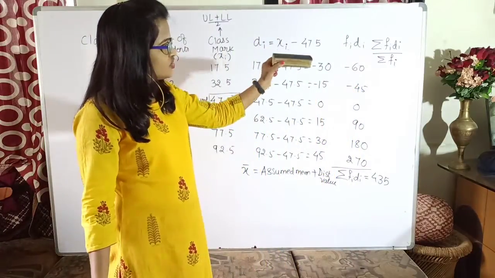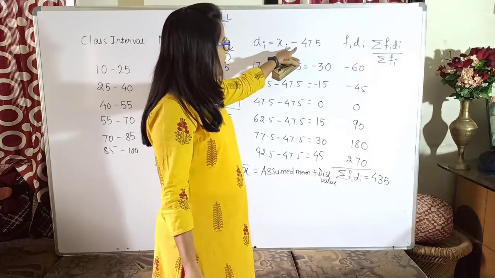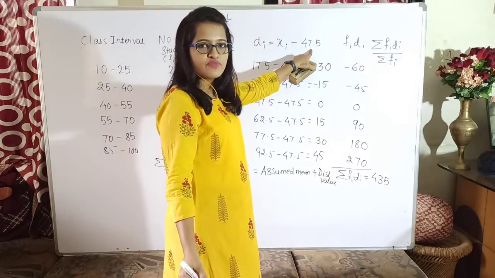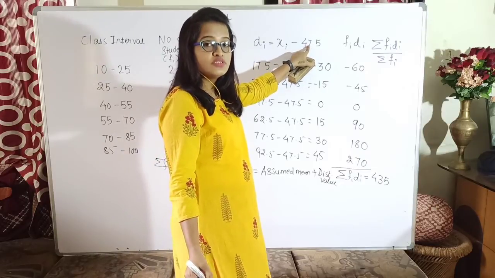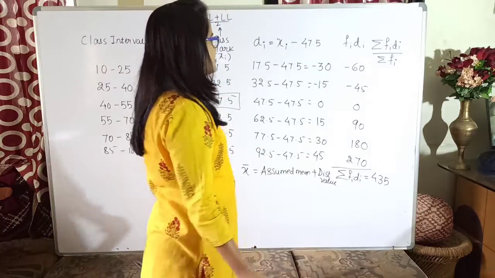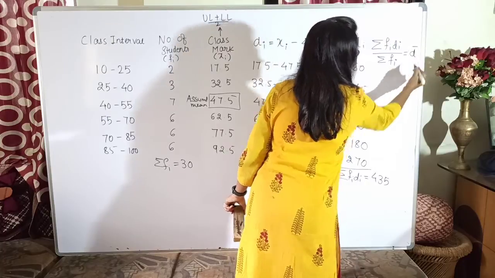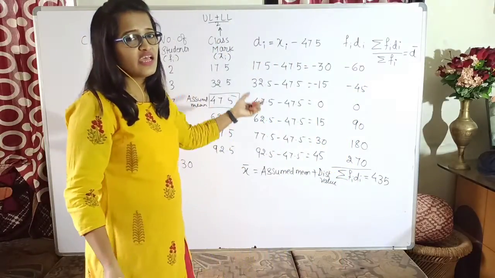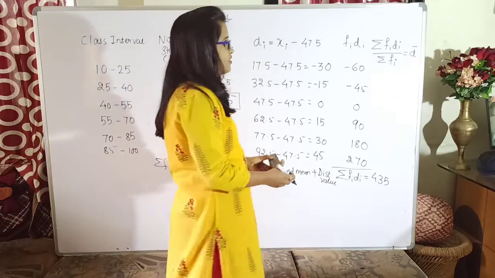Okay. Now instead of di, what was it? It was my xi minus 47.5. What was that 47.5? It was my assumed mean. Okay, so can I write it like this? This value is of what? It is my d bar. Just like when you are taking the average of the x, you write it as x bar. So that value is my d bar.